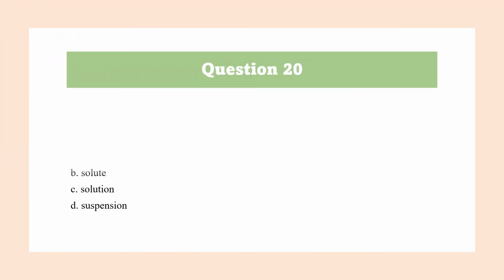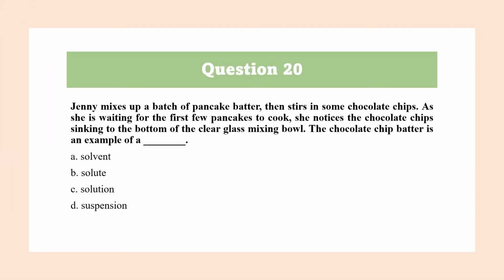Number 20. Jenny mixes up a batch of pancake batter, then stirs in some chocolate chips. As she is waiting for the first few pancakes to cook, she notices that the chocolate chips sink to the bottom of the clear glass mixing bowl. The chocolate chip batter is an example of A. Solvent, B. Solute, C. Solution, or D. Suspension. It is an example of D. Suspension.